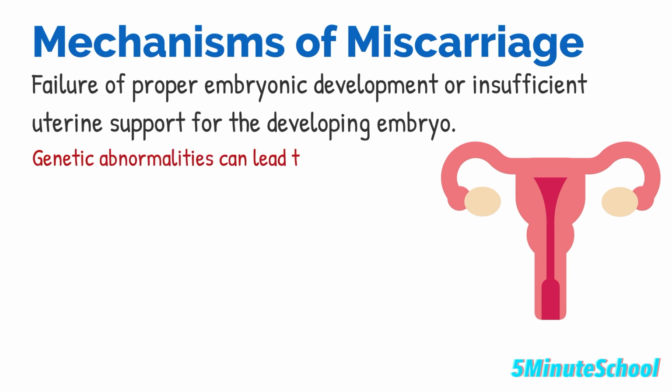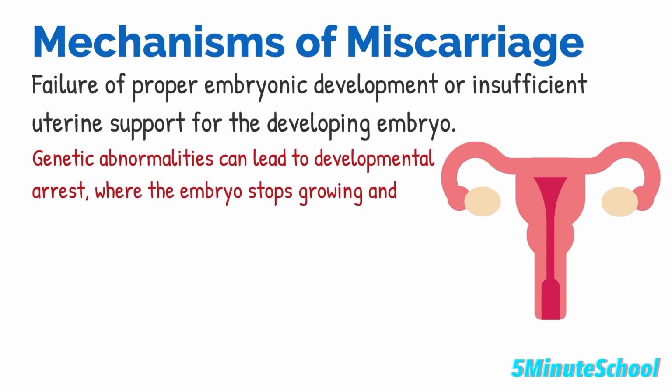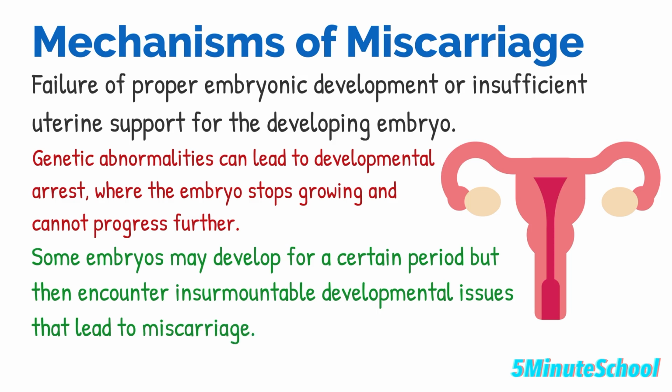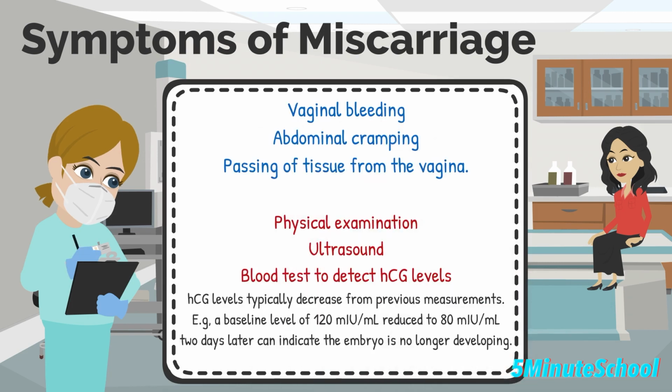Genetic abnormalities can lead to developmental arrest, where the embryo stops growing and cannot progress further. Alternatively, some embryos may develop for a certain period of time, but then encounter insurmountable developmental issues that lead to miscarriage. So the symptoms of miscarriage can include vaginal bleeding, abdominal cramping, and passing of tissue from the vagina.